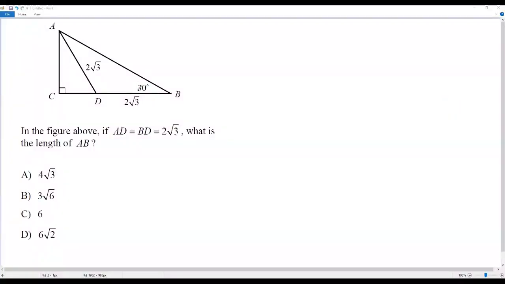Here we have a geometry question. There is a triangle given over here. In the figure above, if AD equals BD equals 2 times square root of 3, what is the length of AB? So in this triangle, we have to find the length of the side AB.